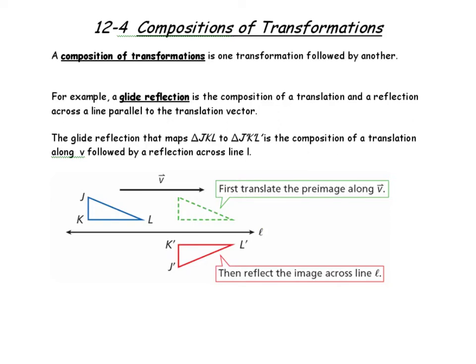So notice, if I'm going to translate it along vector V, I'm going to travel in this direction that amount. So here's J. It's going to travel in that direction that amount. Same thing with K. Same thing with L. So this is the first thing that happens, the translation.